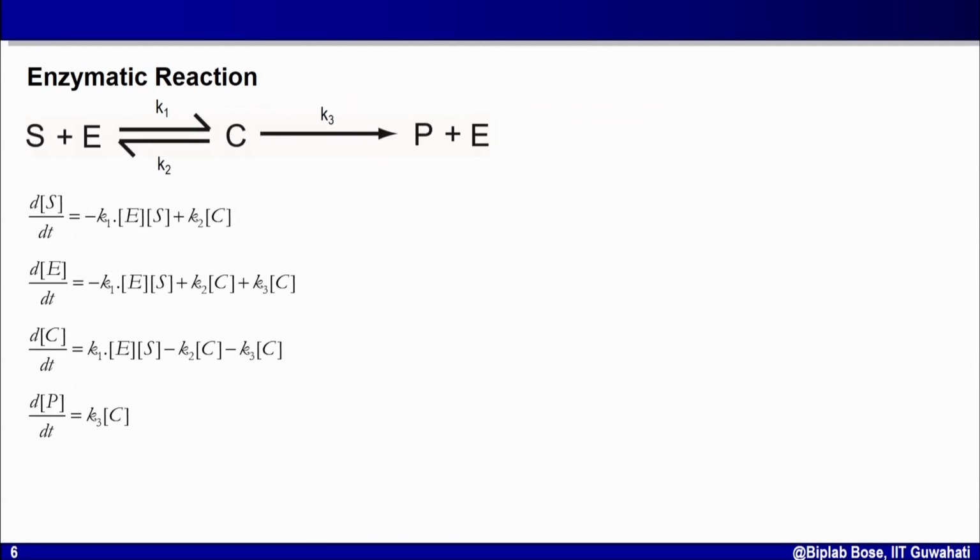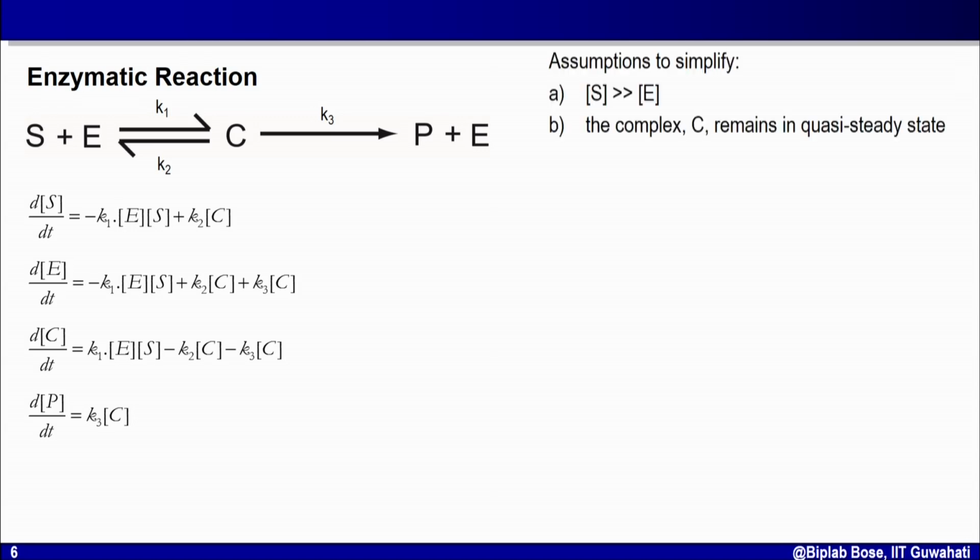So now let us proceed further and make some further assumptions to simplify these ODEs and write down the ODE representing the formation of the product. We can make certain assumptions here. These assumptions you may have seen in biochemistry textbooks. One assumption is that the substrate concentration, the amount of substrate, is much more than the concentration of the enzyme. That is the first assumption. That means you are considering the enzyme is in lower concentration than the substrate. And the second assumption is the key one, that I am considering C, the complex formed between S and E, is at a quasi-steady state.